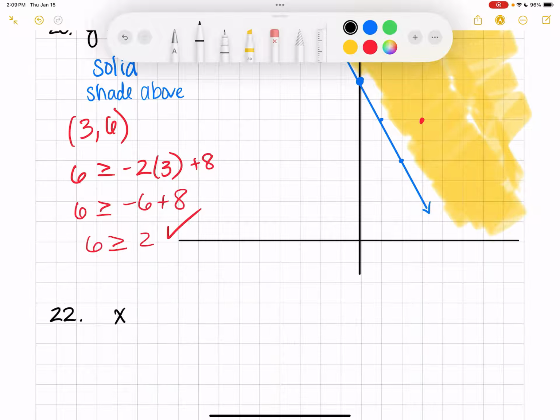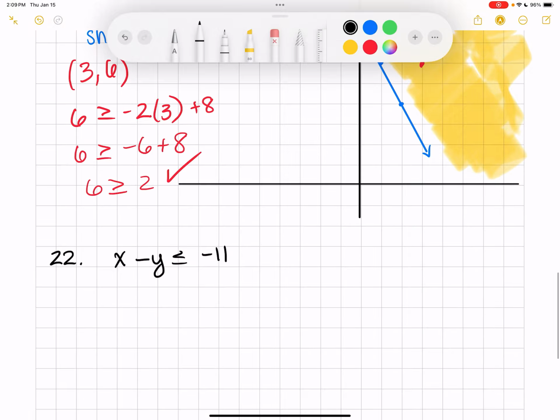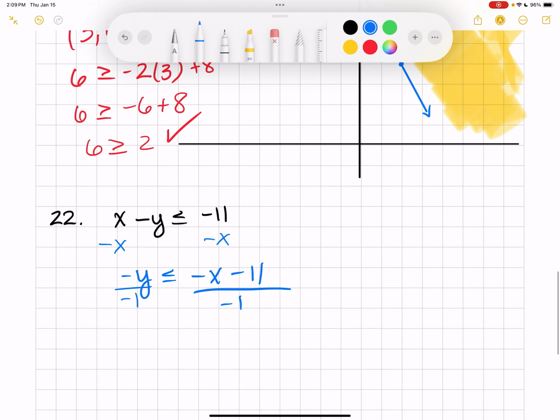x minus y is less than or equal to negative 11. All right, so we have to get y by itself before I can do anything. So I'm going to subtract x. So I've got negative y is less than or equal to negative x minus 11. Now I need to divide by the negative. What happens when I divide by a negative across an inequality? You have to flip it. That still applies to these. So y is greater than or equal to x plus 11.